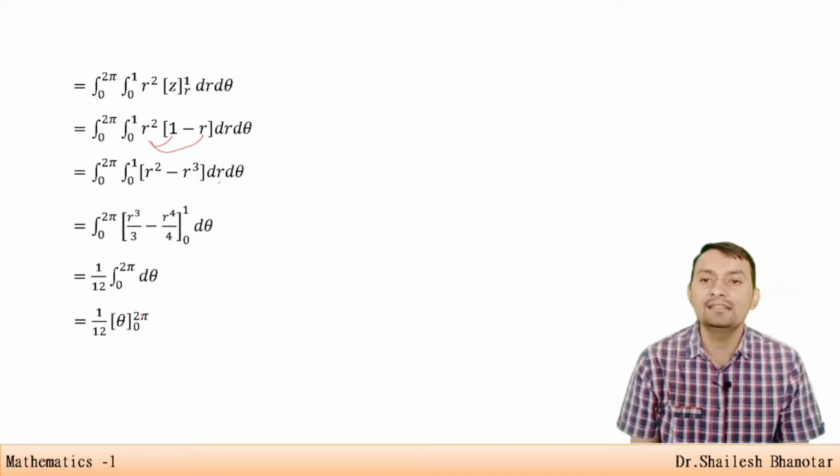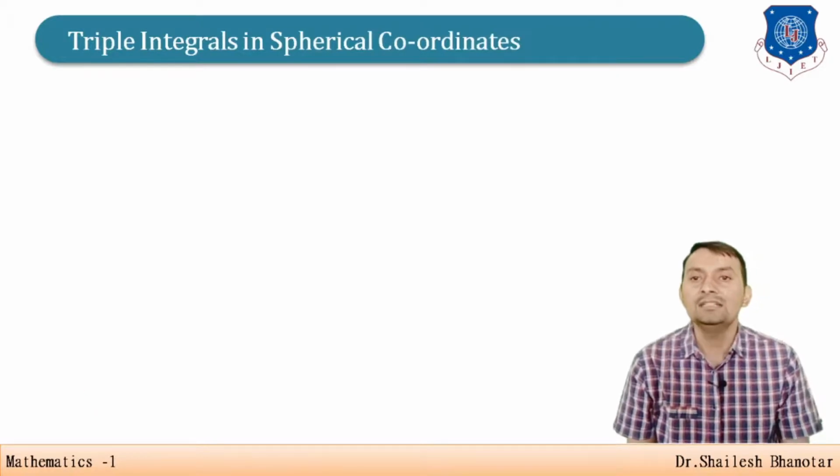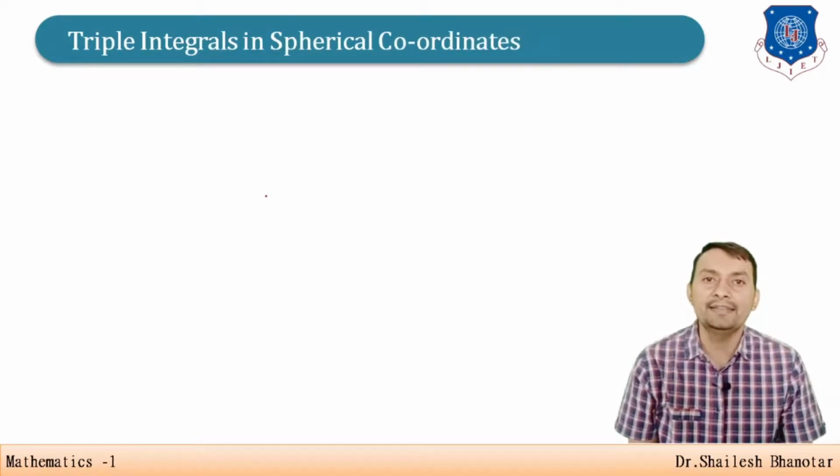And now just integrate with respect to theta, so you will get only this one, 1 divided by 12 multiplied by 2 pi, so you will get pi by 6. Now let us see the triple integration in the spherical coordinates.